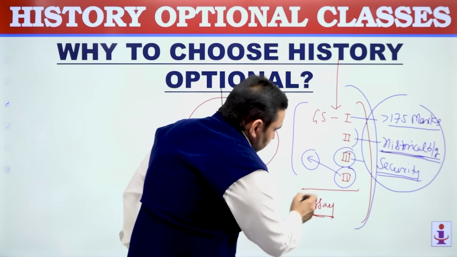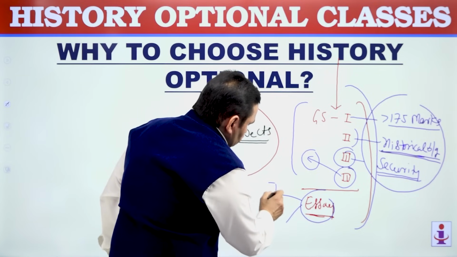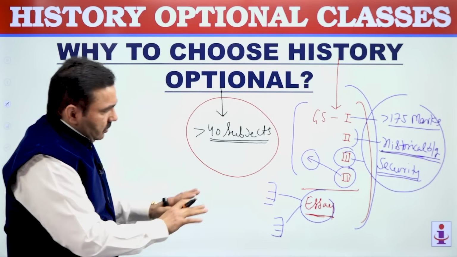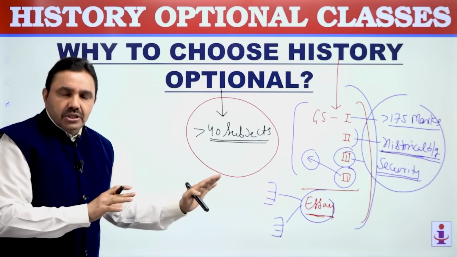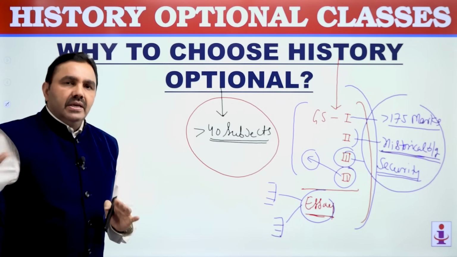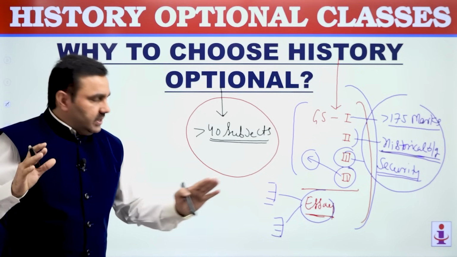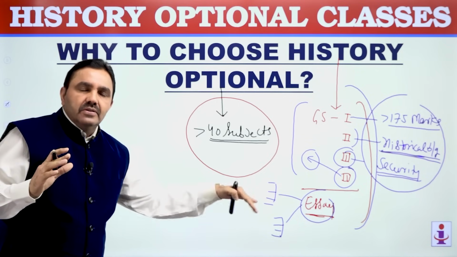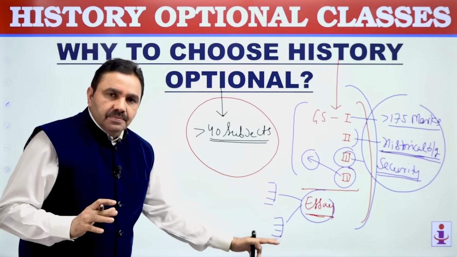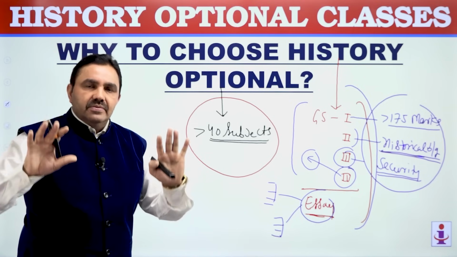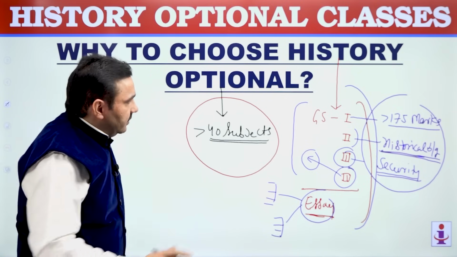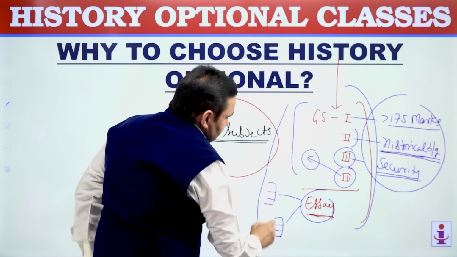In essay paper, you have 2 questions, and both have 4 options. Out of these 4 options, you have to write 1 essay each, means 2 essays are to be written. And every year, if you look at any year question paper, you'll find out of these 4, each side has 1 or 2. So 3 to 4 essays are being asked from the topics related to history and culture. So if you have a good understanding of history optional, you can write essays easily.